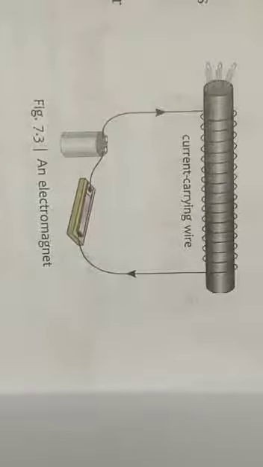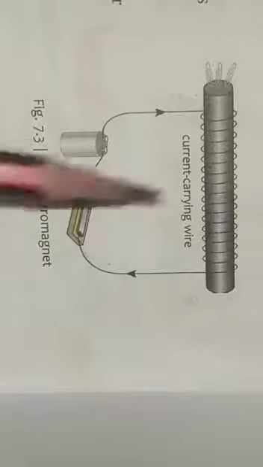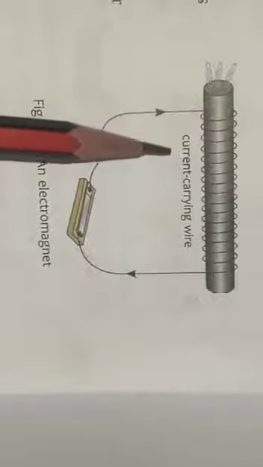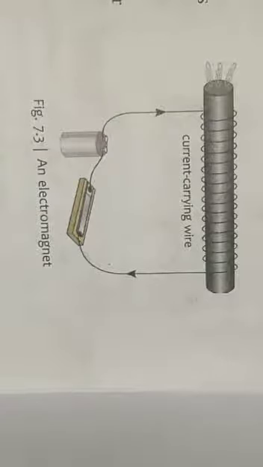And if we want to make it a permanent magnet, then instead of this soft iron core, we can use steel or a special alloy. Then permanent magnets can be made.